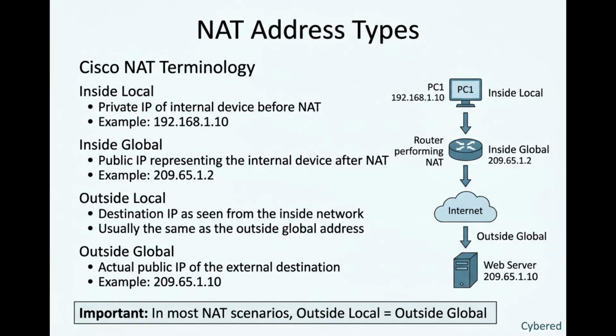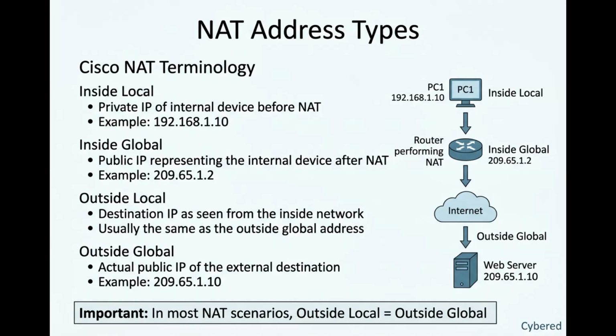Cisco NAT uses 4 key terms: inside local, the private IP address of the internal device before translation; inside global, the public IP address representing the internal device after translation; outside local, the destination IP address as seen from the inside network, usually the same as the outside global address; and outside global, the actual public IP address of the external destination device.